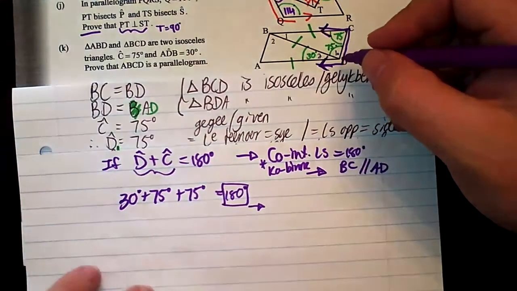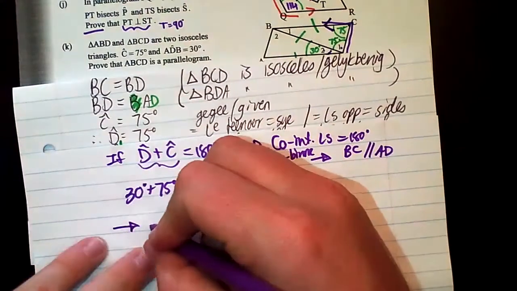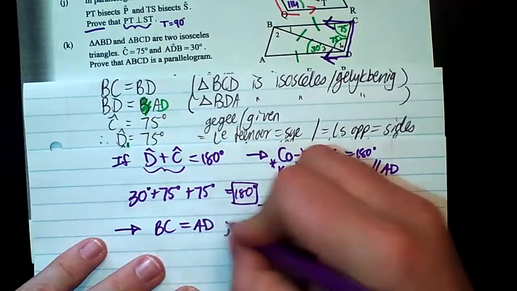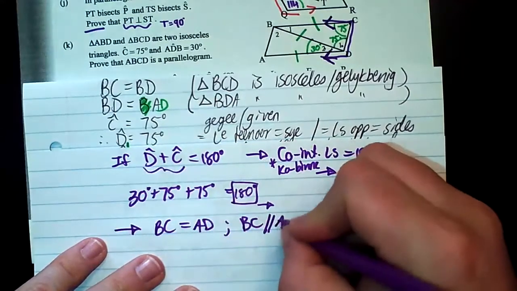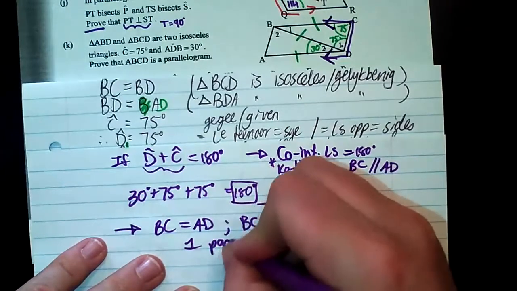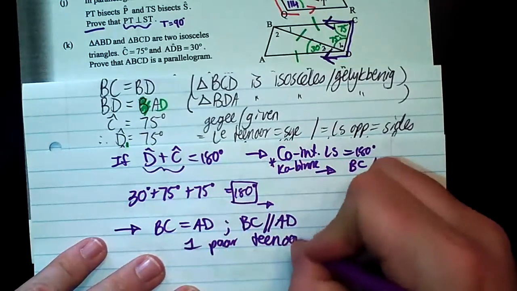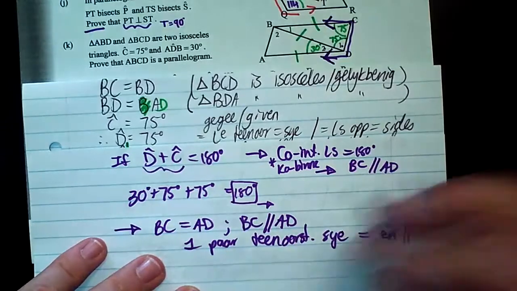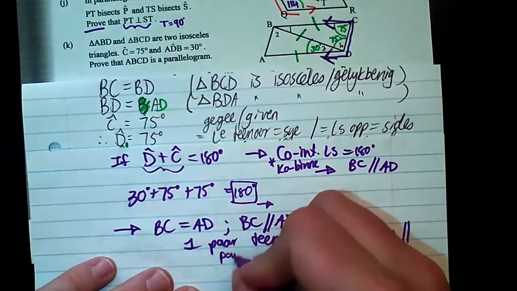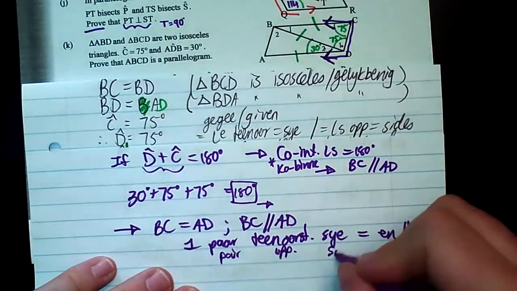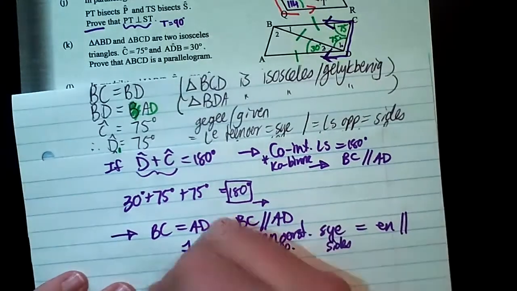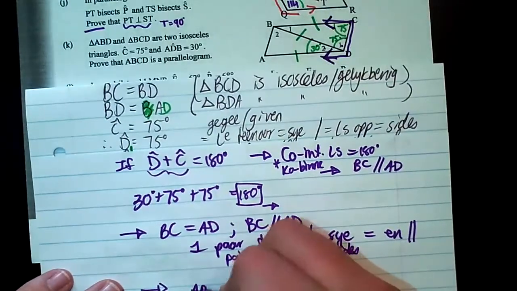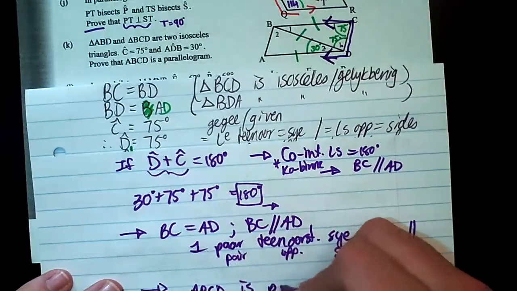En hoekom sou ons dit wil bewys? Want ons weet, okay, BC is gelyk aan AD. En ons het nou bewys BC is parallel aan AD. Een paar teenoorstaande sye gelyk en parallel. Okay, one pair of opposite sides equal and parallel. Therefore, proves to us that ABCD is a parallelogram.